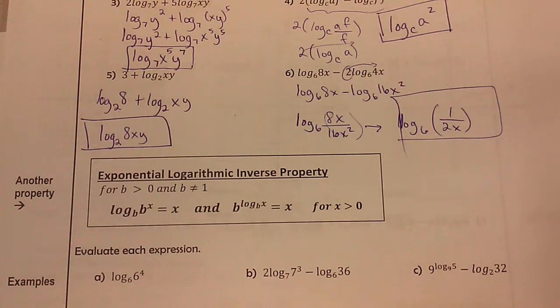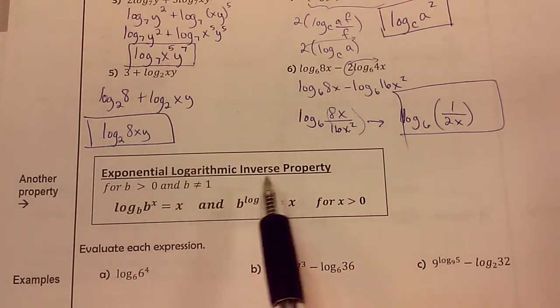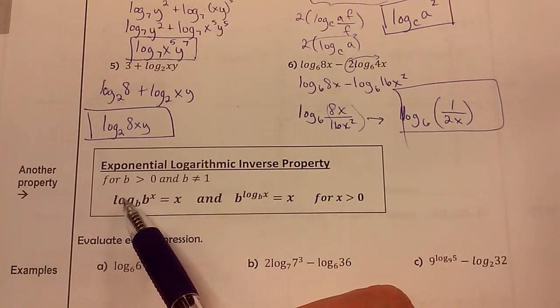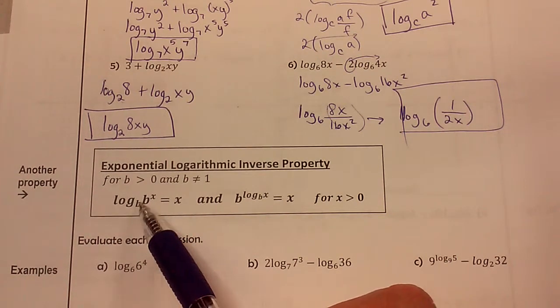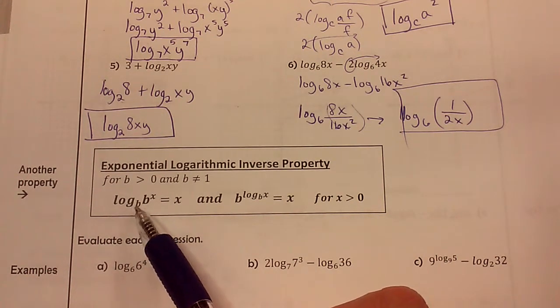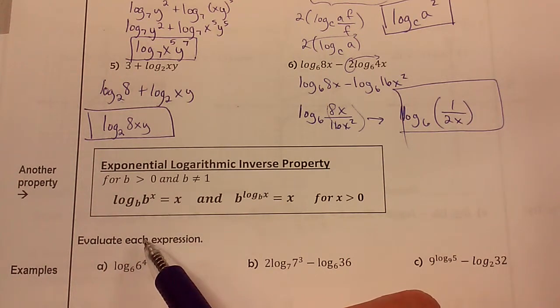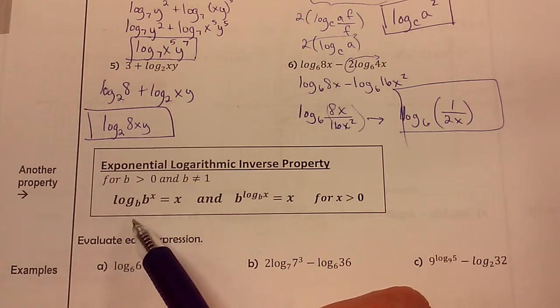All right, so let's go ahead and move down to some new material. So we've got a couple more properties today. This is a really powerful one, the exponential logarithmic inverse property. And so what it's saying here is that if you're taking the log of some exponent and they have the same base, then these two sort of cancel each other out. Now think about what inverses do. If you add and subtract by the same number, or if you multiply and divide by the same number, right? Those are inverse operations, and they sort of undo the work that the other one did.